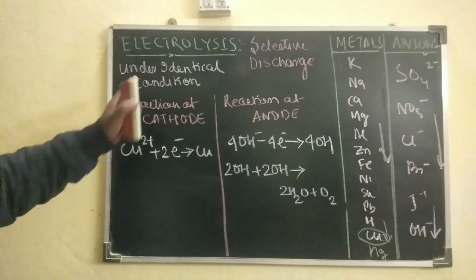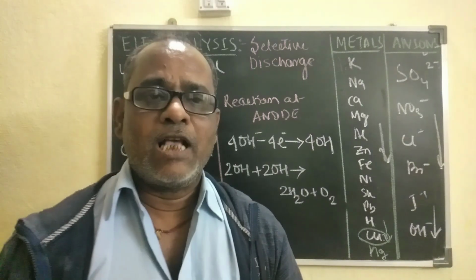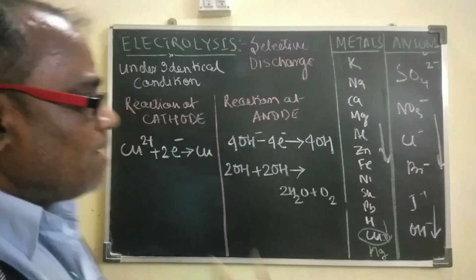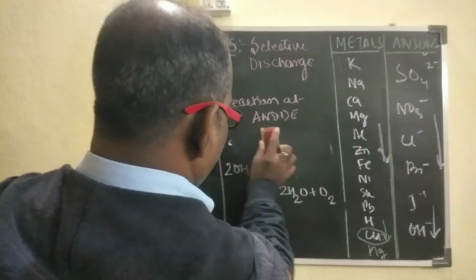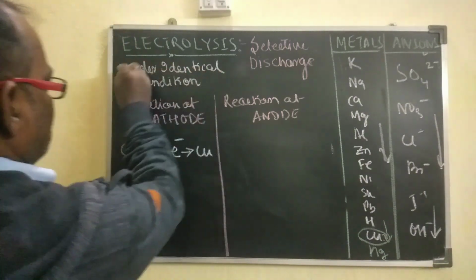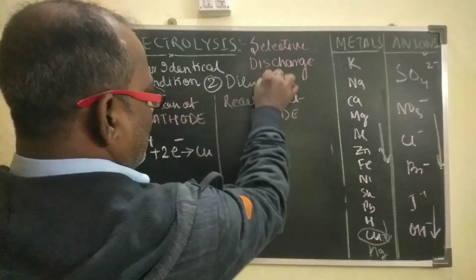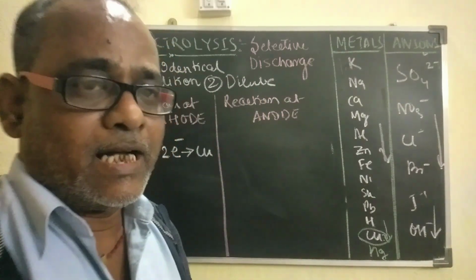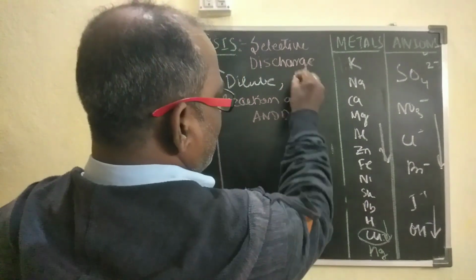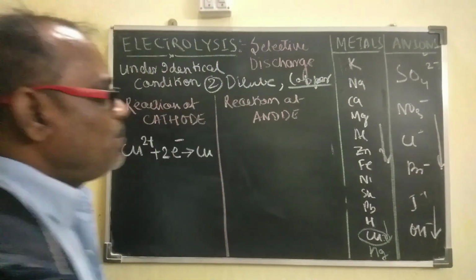So this is the ideal condition when the electrolyte has been taken as dilute and the electrode has been taken as inert electrode. Now the second condition is, if it is dilute and instead of an inert electrode, an active electrode has been taken, let us say copper, then what would happen?